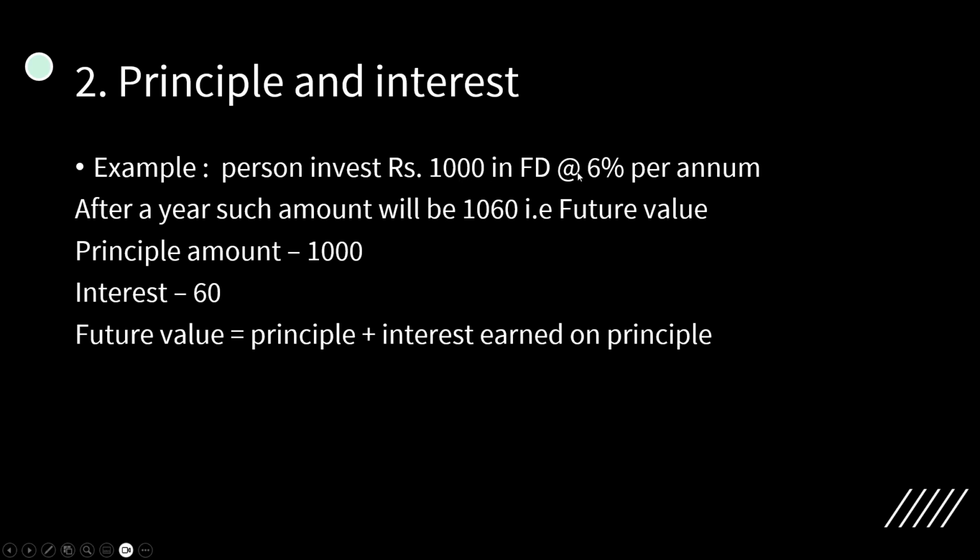And see here, I had mentioned that the person invests rupees 1000 in the fixed deposit of a certain bank at the rate of 6% per annum. That is, the person will get 6% rate of interest on the amount invested. So after 1 year, the value of such amount will be 1060 rupees, as 6% is the interest amount. In such case, the principal amount will be 1000 and the interest will be 60 rupees. And in order to calculate the future value of money, one needs to add the principal amount plus the interest earned on such principal invested.